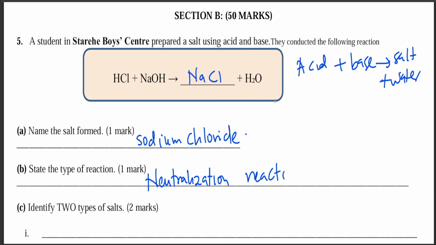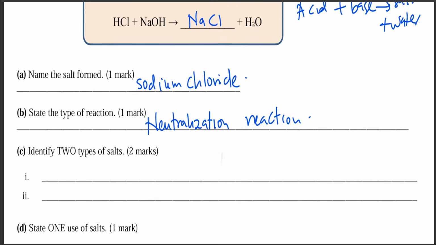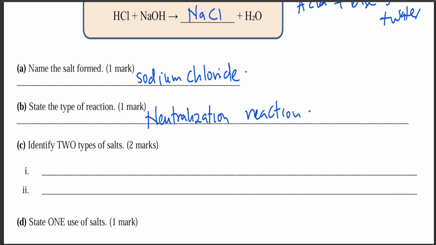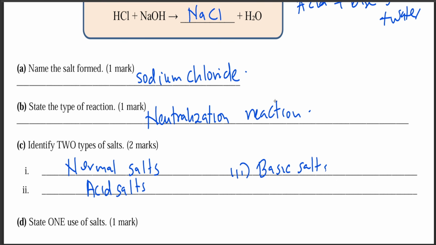Identify two types of salts. The two types of salts, we have normal salts and we have acidic salts. We also have basic salts or double salts, whichever you want. But for this question, just write basic salts and double salts.